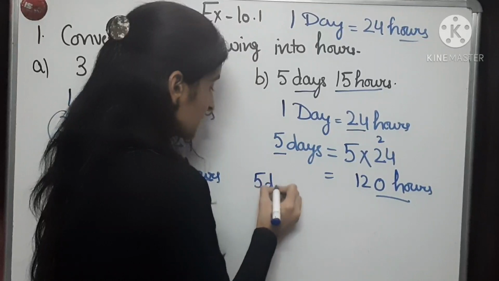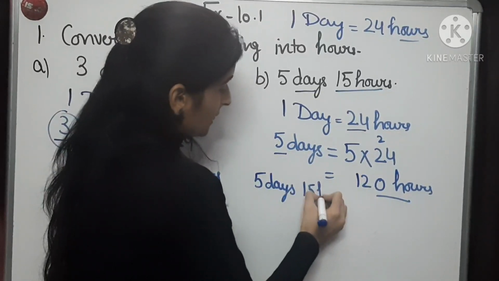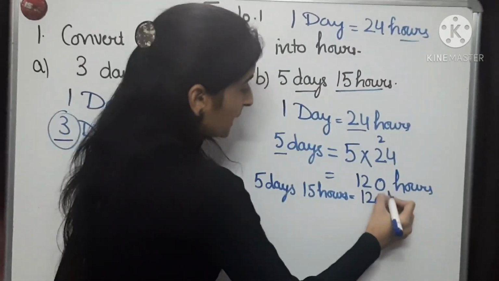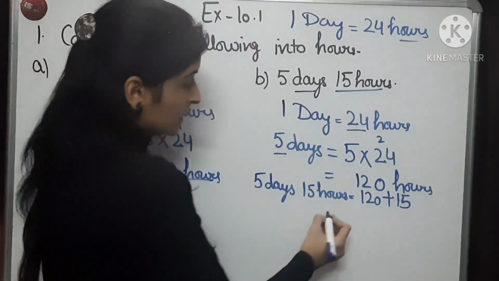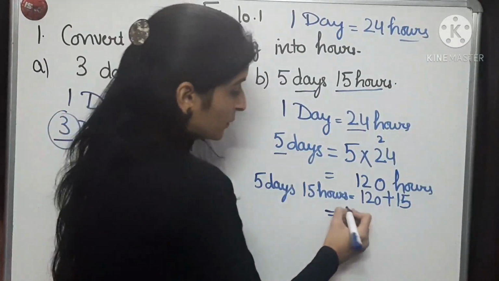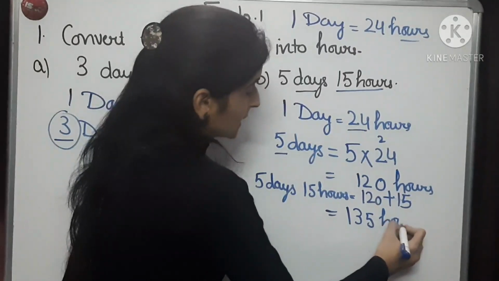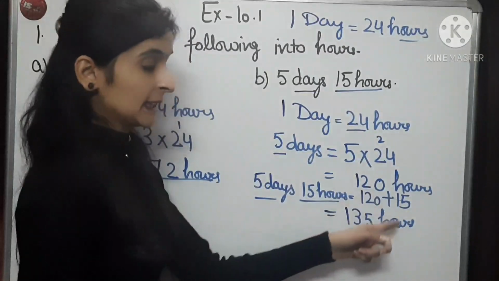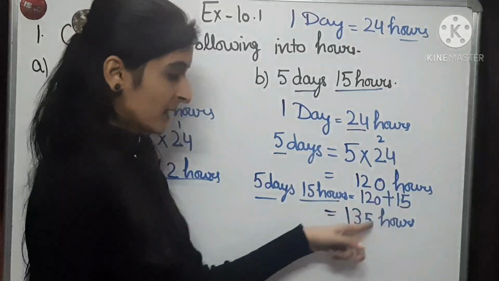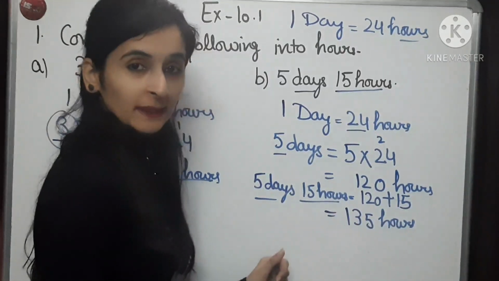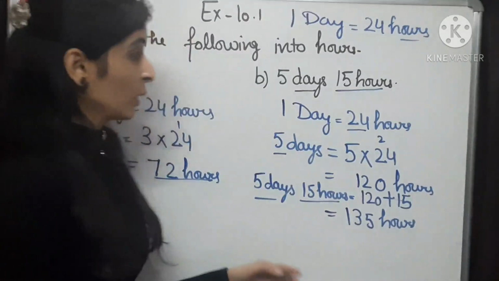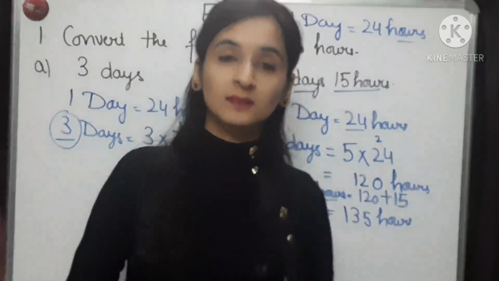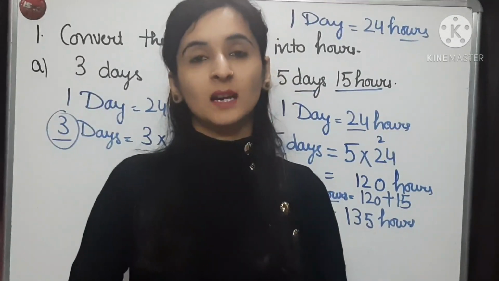Now we have given these 15 hours also. So 5 days 15 hours will be equal to this 120 plus 15. Okay, so 120 plus 15 is 135. So it means 5 days 15 hours is equal to 135 hours. 0 plus 5 is 5. 2 plus 1 is 3, and this will remain same. So that is how we have to solve question number 1. I have solved 2 parts here, and the rest of the 2 parts you will try to do yourself. Okay, now let's come to next question.